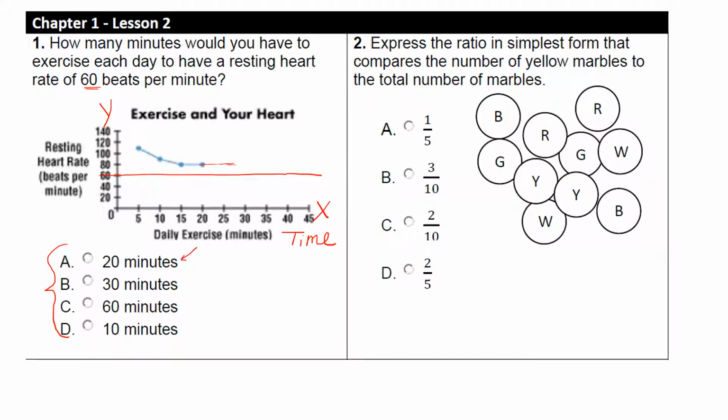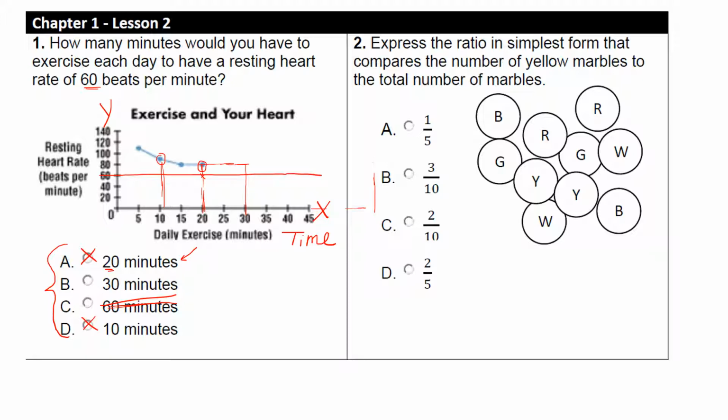Okay, so let's find out, is it 20 minutes? Well, here's 20 minutes. Obviously, the answer cannot be 20 minutes because 20 is actually represented here and it's not 60. So it can't be 20. 30 minutes would be here, and that could be a possibility. 60 minutes is not even included in our chart, okay? So the reality is that's probably not an answer. And then 10 minutes is here, and that's already represented as one of our pieces of data.